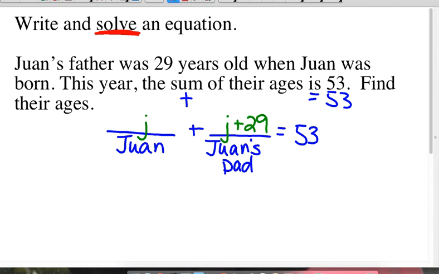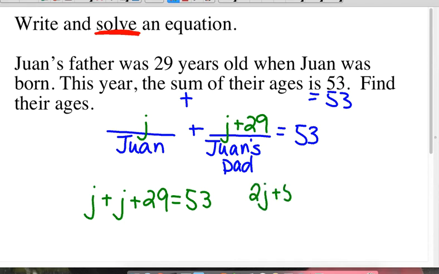So that's our equation. It's J plus J plus 29 equals 53. J plus J gives us 2J plus 29 equals 53. Do you know what to do? Subtract 29, subtract 29, so I end up with 2J equals 24. Divide by 2, divide by 2. J is 12. What does that mean? That means Juan is 12.